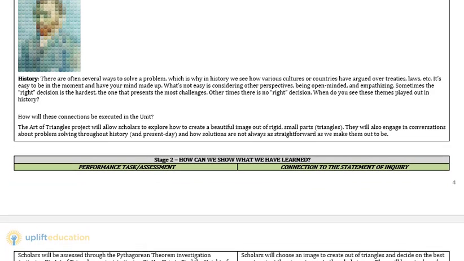History, it says there's often several ways to solve a problem, so that's why in history we see how various cultures or countries have argued over treaties, laws, etc. Similarly, in class, when we're looking at these triangle problems, there's multiple ways to solve the problem. You can use Pythagorean theorem or trig or special right triangles sometimes in these problems. So it's good to emphasize to the kids that there's not always one right way to go about a problem. You can get to a good solution via multiple methods.